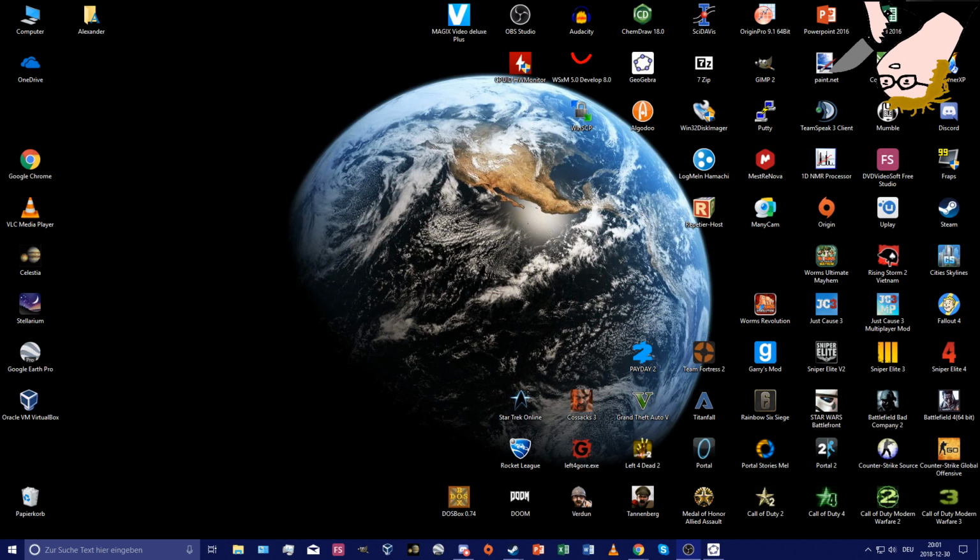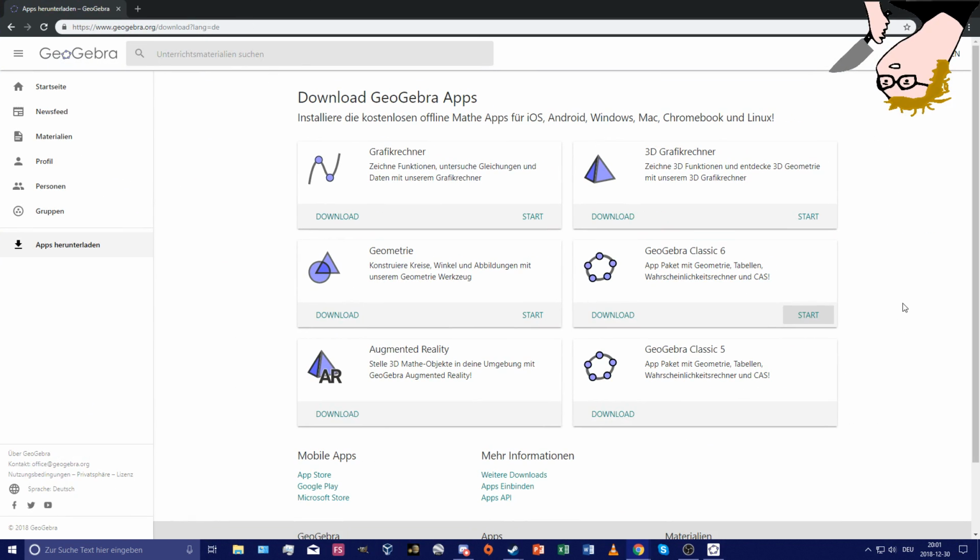Okay, so let's start. Let me share my screen. Okay, so the program I'm gonna use today is called GeoGebra. You can download it from this website here. And I strongly encourage you to use an older version, namely GeoGebra Classic 5. The reason is that even though Classic 6 has a little bit more functionality, the graphical user interface has changed and it's just bad. The old one is much better.